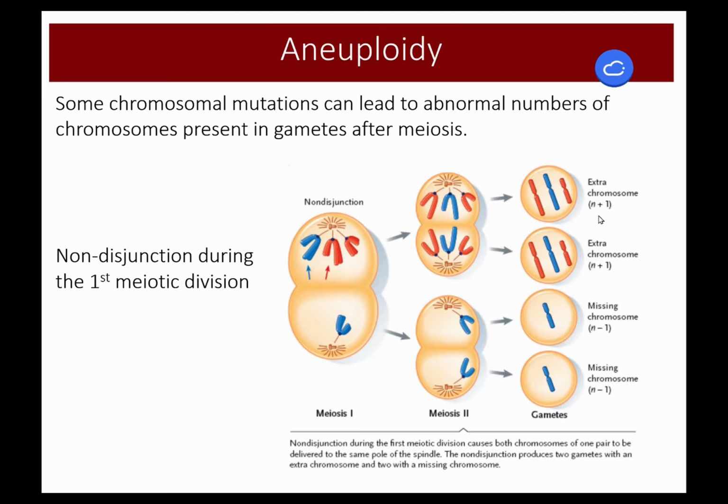This is pretty detrimental, right? If you had a non-disjunction event during meiosis 1, all of the gametes are affected. All of them. But if you get a non-disjunction event in meiosis 2, you have a better outcome because some gametes end up being normal and some are affected.